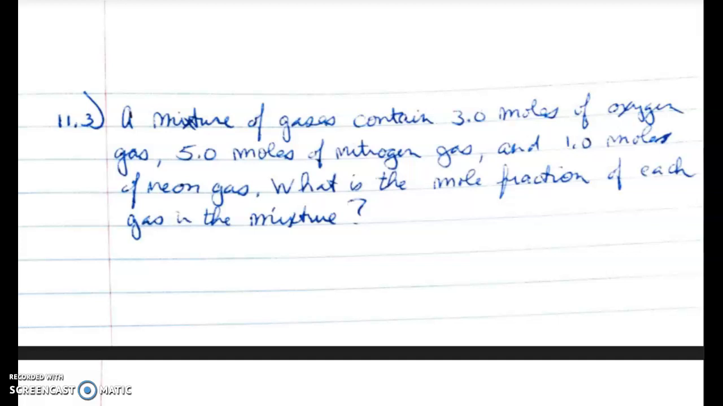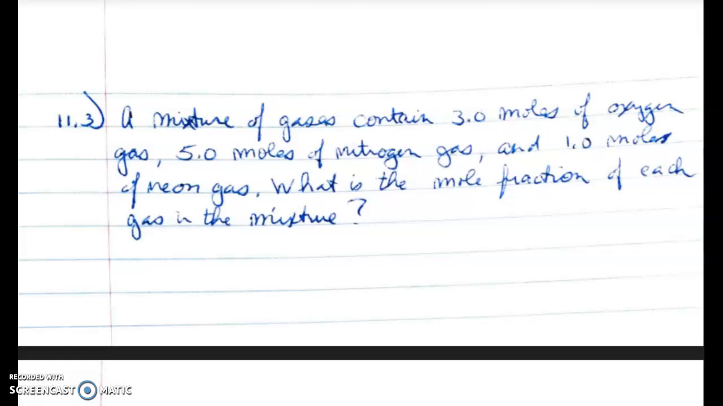This is Chemistry Example 11.3. The problem reads, a mixture of gases contains 3.0 moles of oxygen gas, 5.0 moles of nitrogen gas, and 1.0 mole of neon gas. What is the mole fraction of each gas in the mixture?